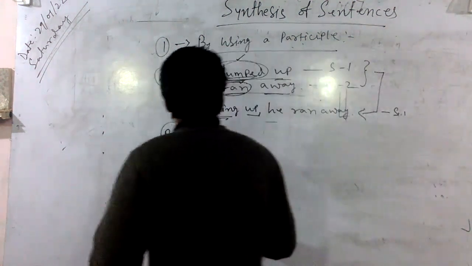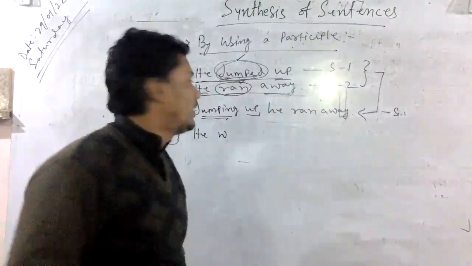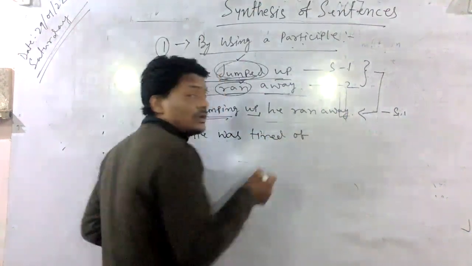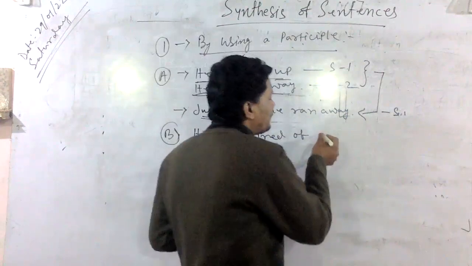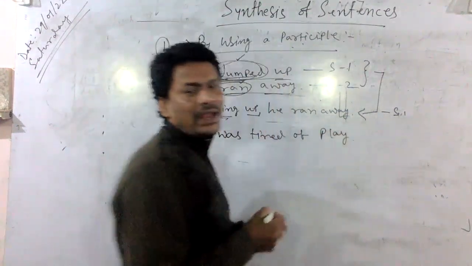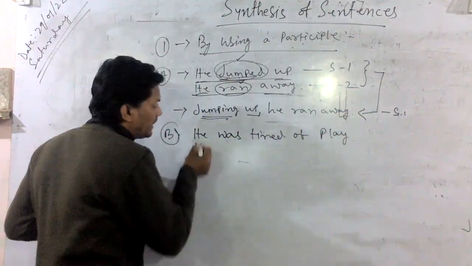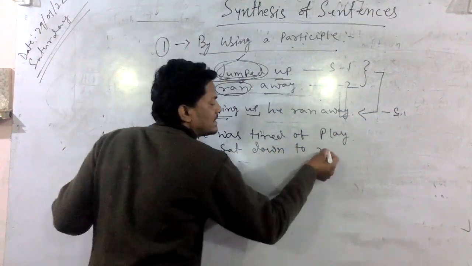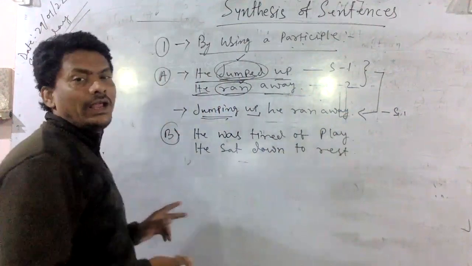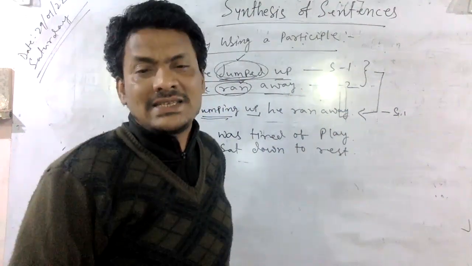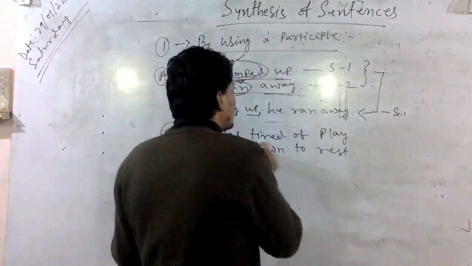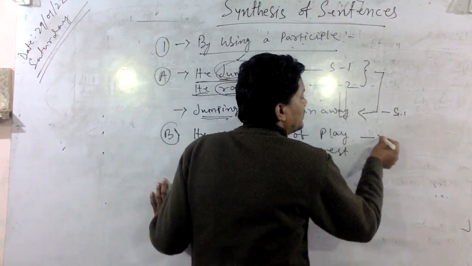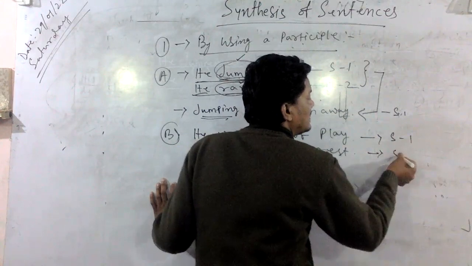Now, another example. He was tired of play. And another one, he sat down to rest. Again you find two sentences. The first is he was tired of play, and the second is he sat down to rest. This is sentence one, and this is sentence two.